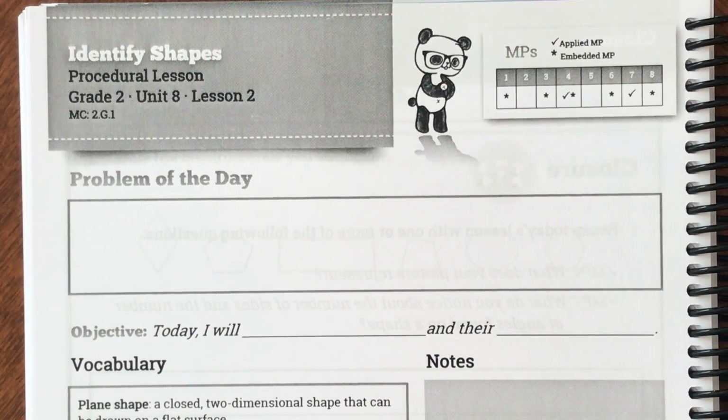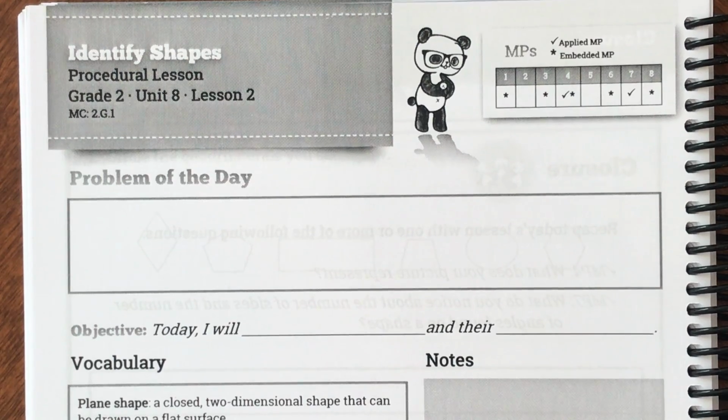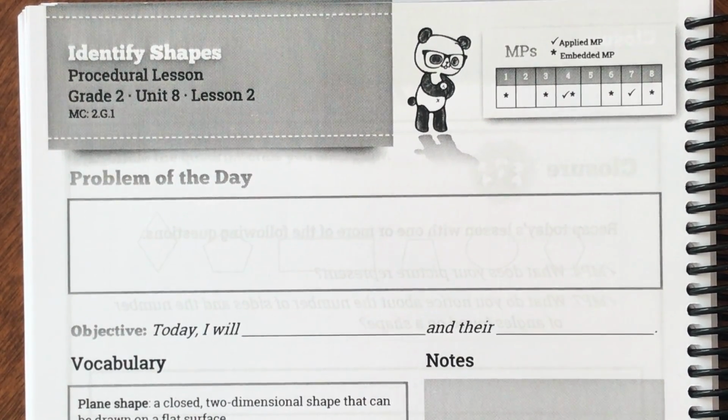Good morning, second graders. Today we're starting our new unit, Unit 8, which is all about geometry. And our page number today is 233 in your student journal, page 233.